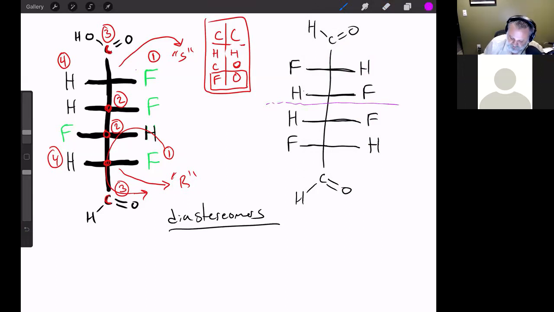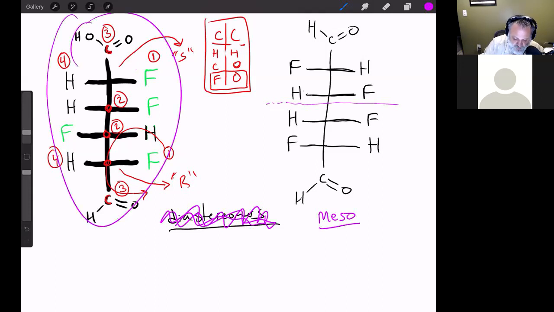So this molecule is actually not a diastereomer of that, because remember I changed this group, so it's not even the same molecule. But it is a meso compound because of the plane of symmetry. And so Fischer projections also are good at helping us immediately see planes of symmetry.